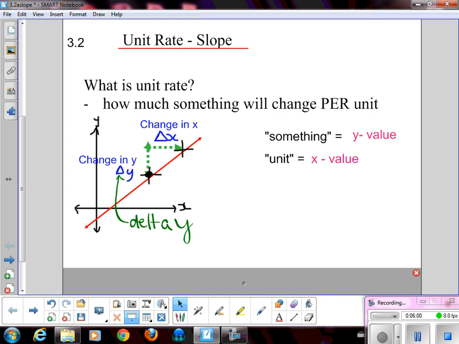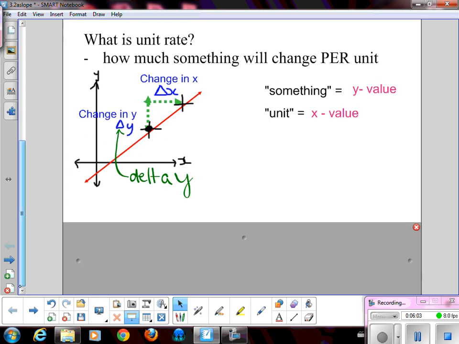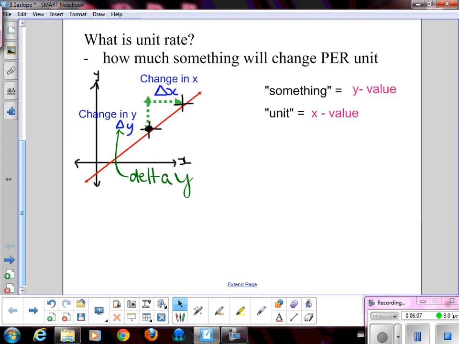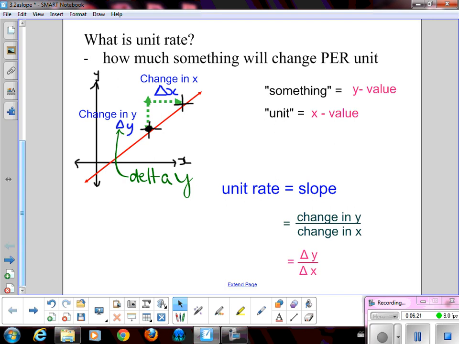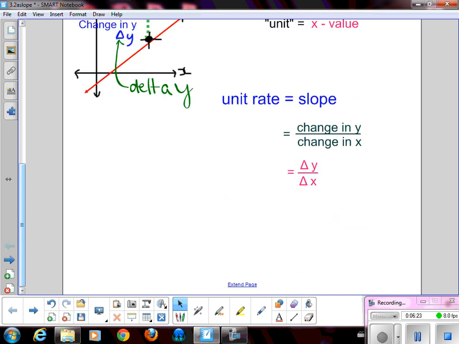Okay, so the way that we write unit rate is a couple of different ways, and we'll be interchanging them. Unit rate equals slope. It equals the change in y divided by the change in x. And it can also be written with the Greek letter delta, so delta y divided by delta x.